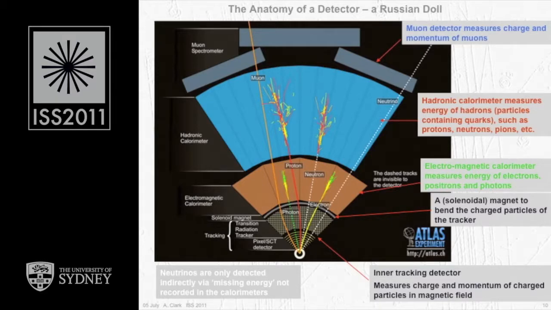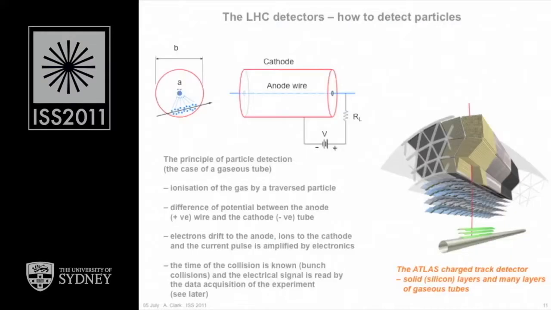The neutrinos are only, as I said, detected indirectly via missing energy. By missing energy, I told you that energy was conserved in a collision yesterday. And so if energy is not conserved, we interpret that as being due to something else. We'll come to that in a minute. So I'm going to tell you how one of the detectors works, and all of the other detectors work in a similar kind of way.